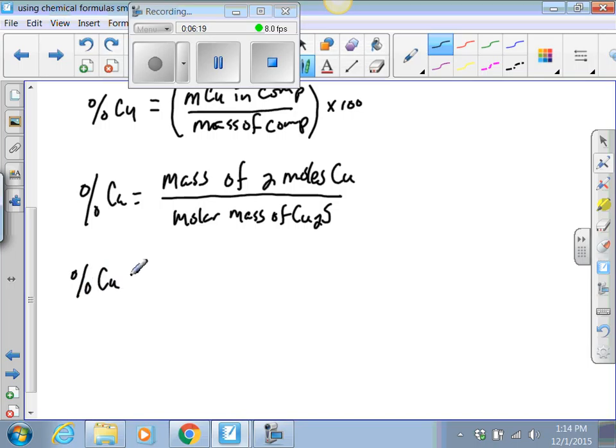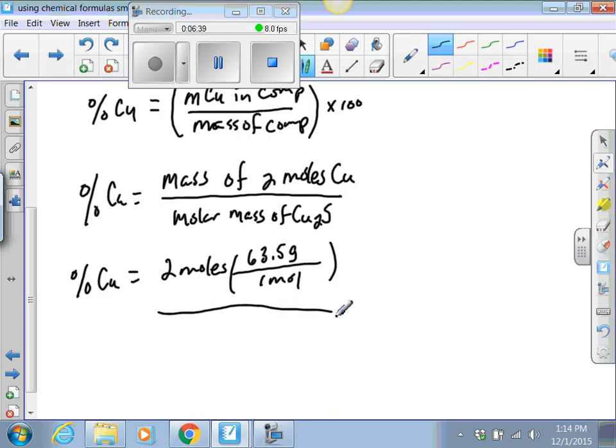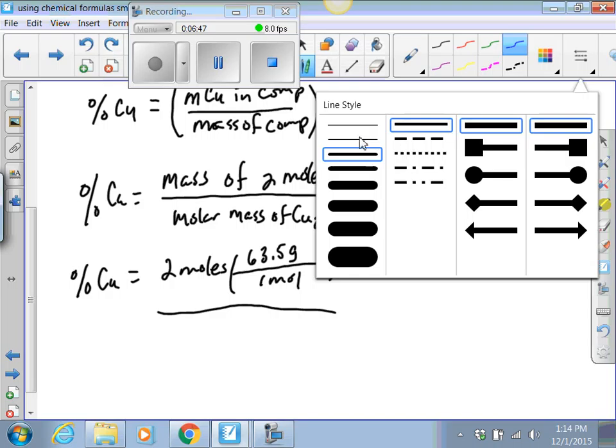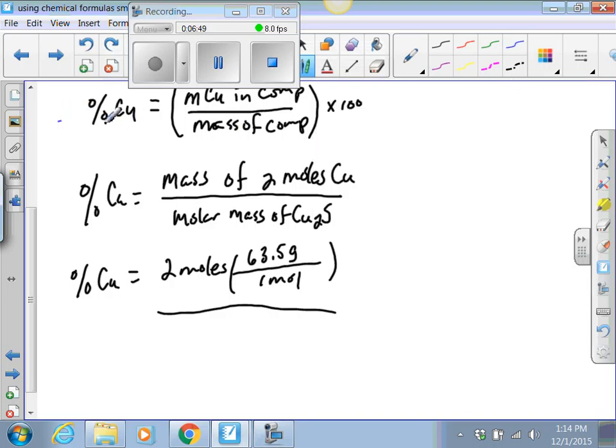Percent of copper then is going to equal, we've got 2 moles multiplied by the mass of 1 mole of copper, which is 63.5 grams. So this is the mass of copper. And then this is going to be divided by the total mass of the compound copper 2 sulfide. So let's do that calculation. Let's find out the mass of copper 2 sulfide.